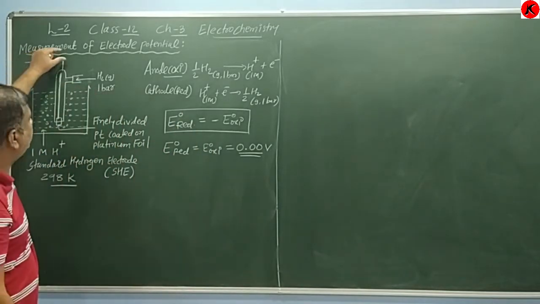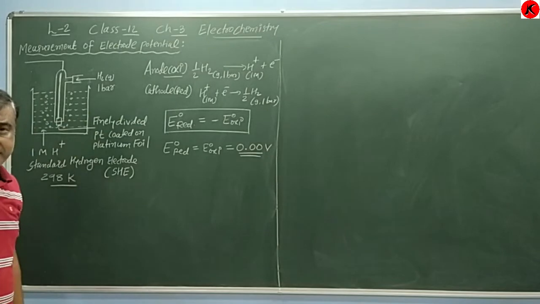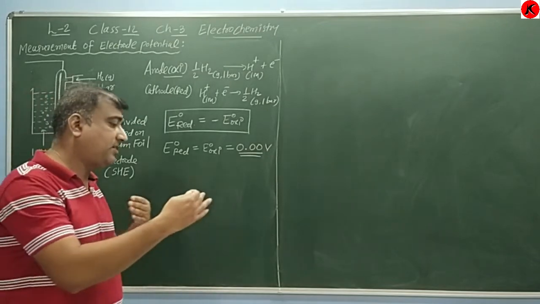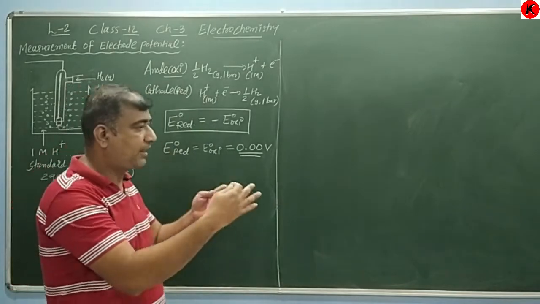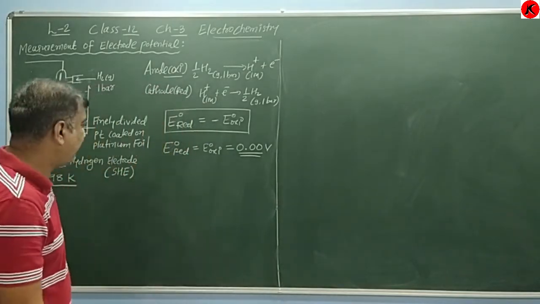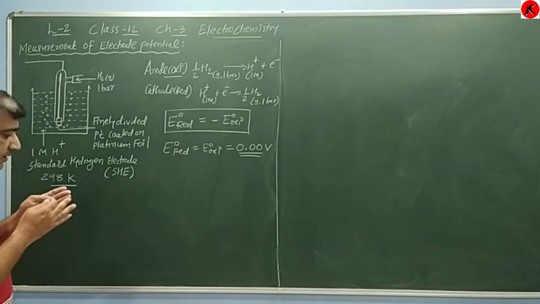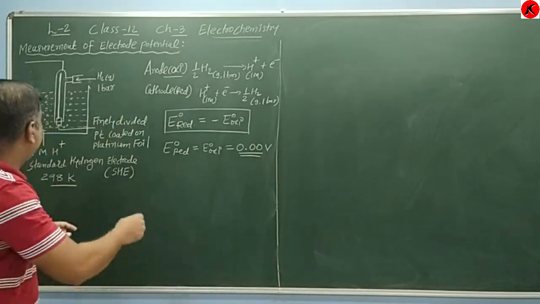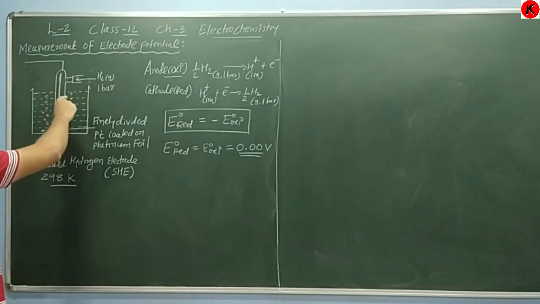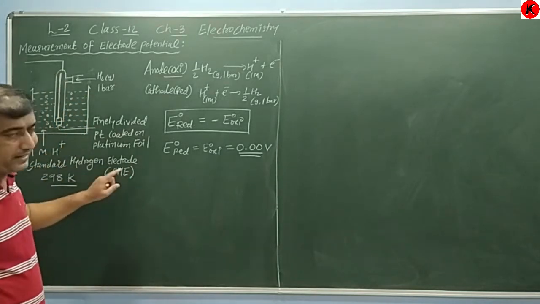Now the topic is the measurement of electrode potential. How do we measure the electrode potential? We have to measure the electrode potential of the other half cell. The simple method is that the half cell whose electrode potential is to be measured is connected with this standard hydrogen electrode.